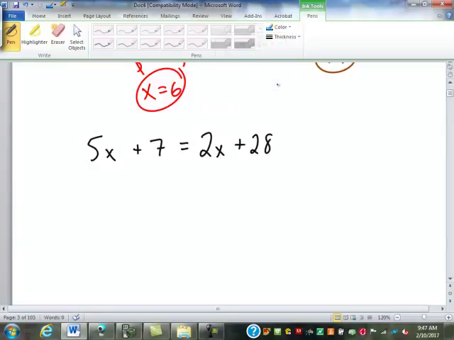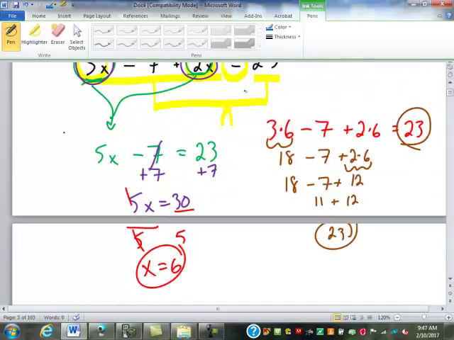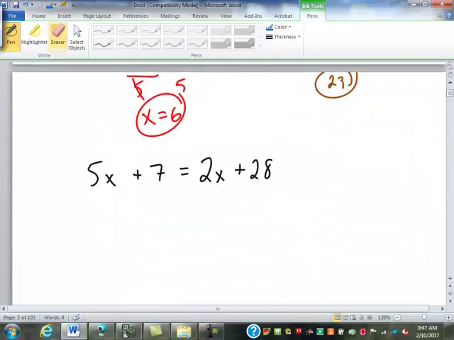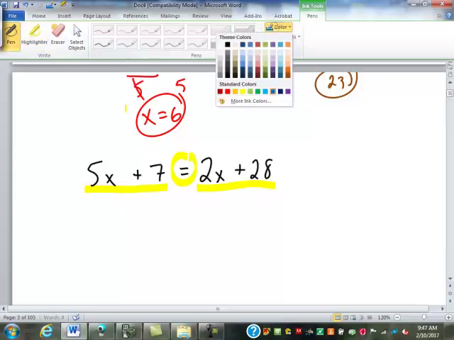Here, however, it's a different story. Can I just push the 5x and the 2x together to make a big pile here? No. Well, we just said in the last one that we could. So what's different about this one? Here's our equal sign. The 5x is on the left side, and the 2x is on the right side. They're not on the same side of the scale. I can't just push them together because they're not together.